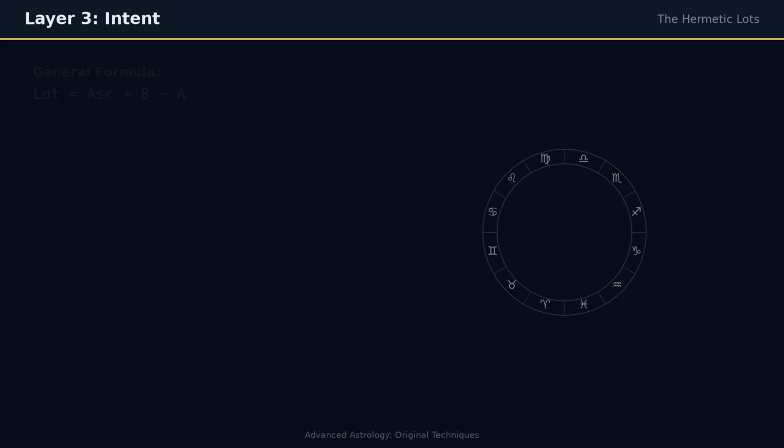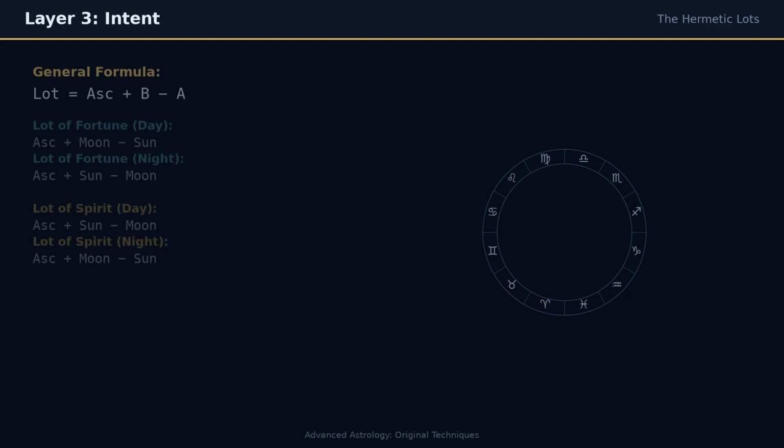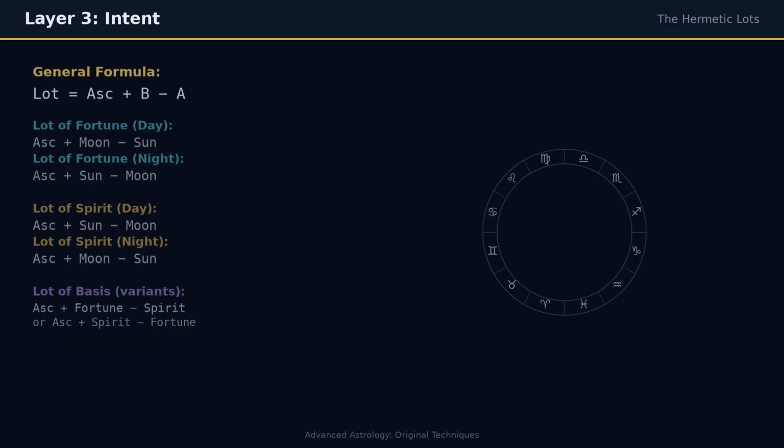Layer 3, the intent layer. Here we use the Hermetic lots, also called Arabic parts. The general formula is lot equals ascendant plus point B minus point A. The most important for genius are the lot of spirit and the lot of basis. Hollywood astronomer and astrologer Joni echoed these teachings.